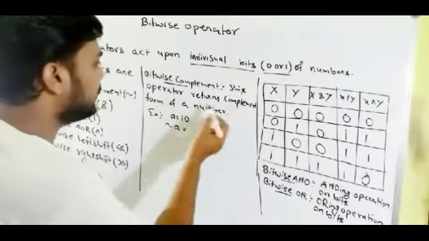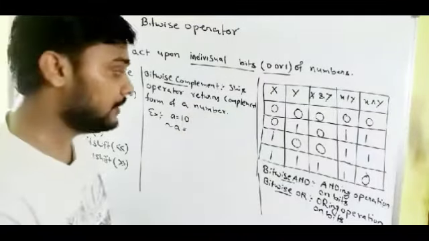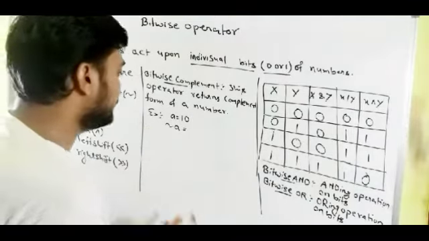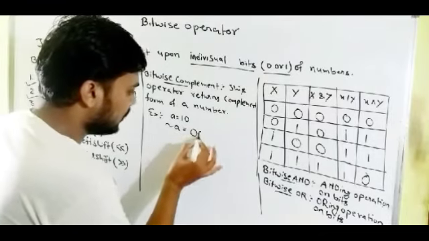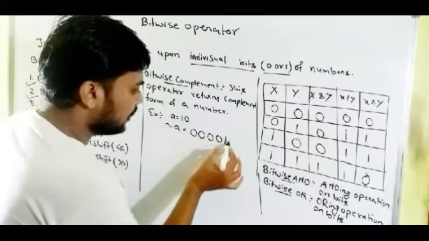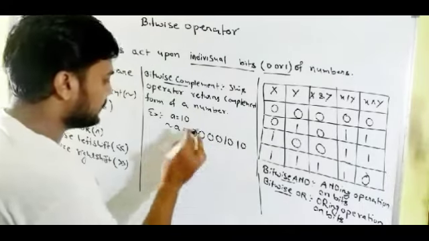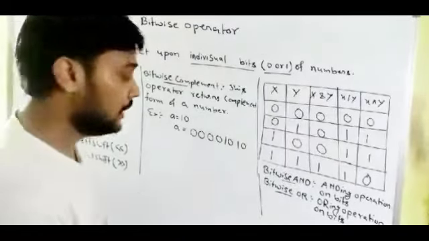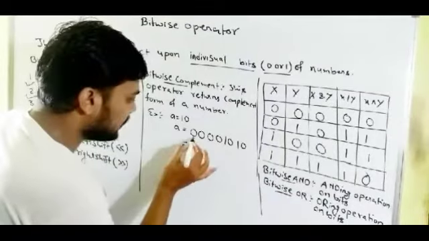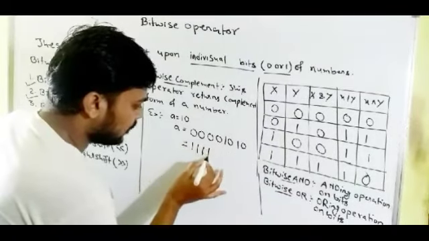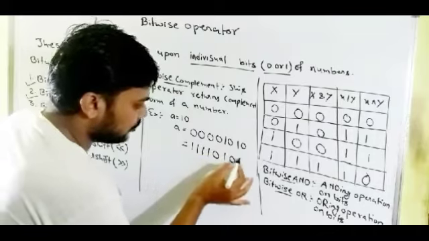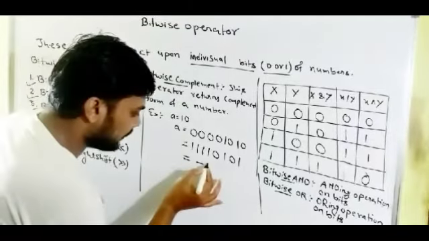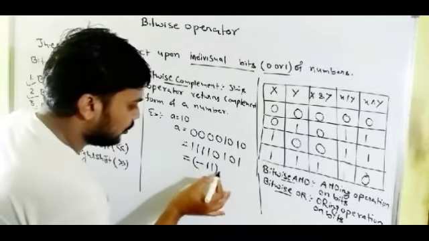bitwise complement. This operator returns the complement form of a number. For example, if you take A as 10 and take 8 bits, 10 is 00001010. The decimal 10 is converted to the binary number, and after complementing it we get 11110101. If you convert that binary number to decimal, it gives you minus 11 in base 10. So that is the output.